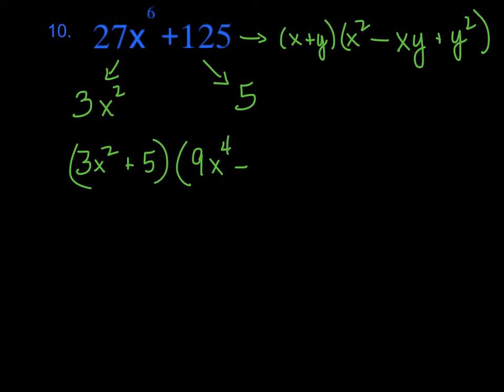minus, all right, x times y. So that's your first term here, times your second term there. So that's going to be 15x squared. And then the last term is y squared. Okay, so the last term in this set of parentheses is y squared. This 5 here represents y, and we're going to square that value, which would be 25.